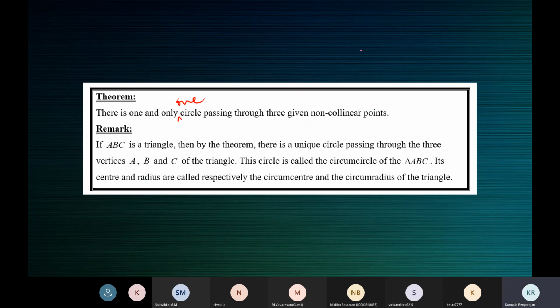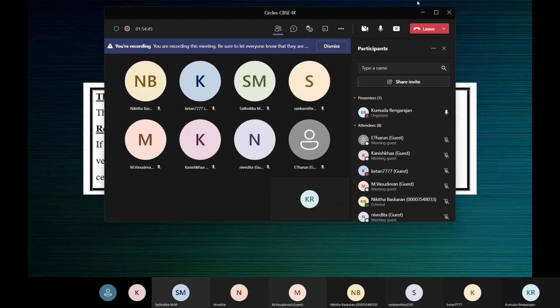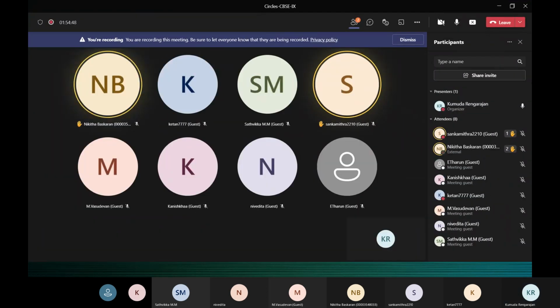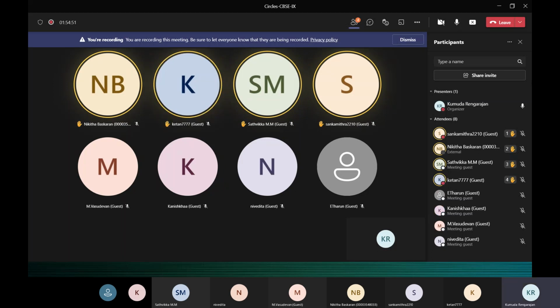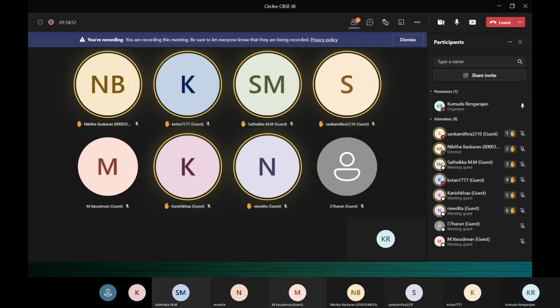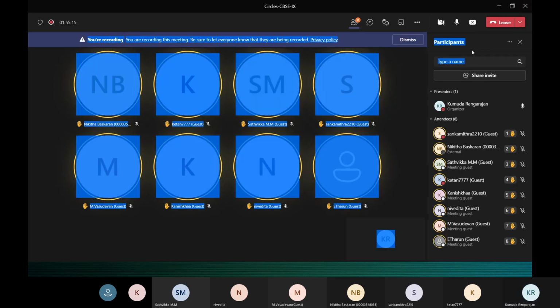Just 2 more minutes, children, I'll wind up the session. How many of us are there? Class, use the emoji, raise your hand. Sangamitra, Nikita, Satvika, Arav, Kanishka, Nivedita, Vasudevan, Tarun. Okay.